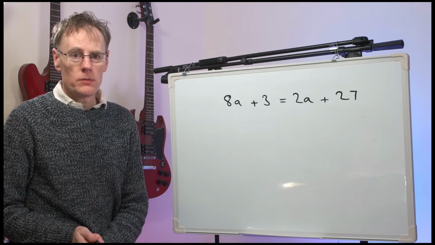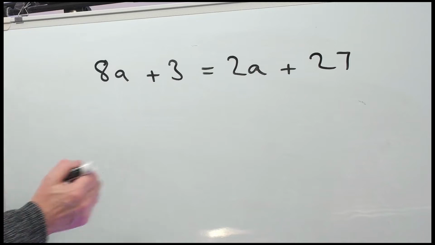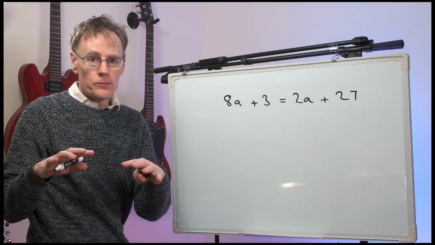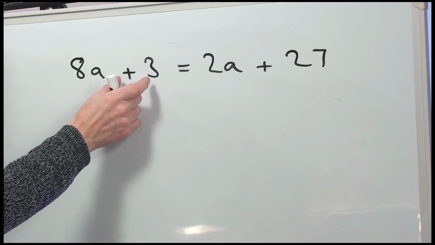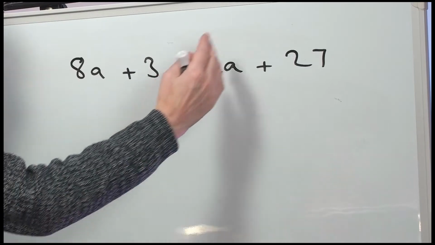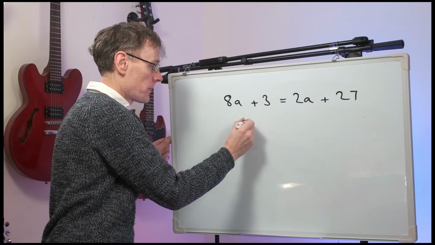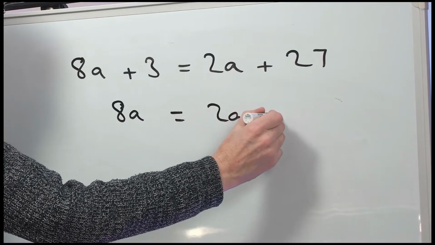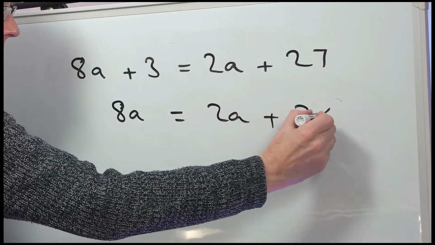Here's another equation. So to solve this equation, we need to do the same thing to both sides to keep it balanced. We want to get rid of this 3. So I'm going to take away 3 from that side. I must take away 3 from the other side. 8a equals 2a plus 24.